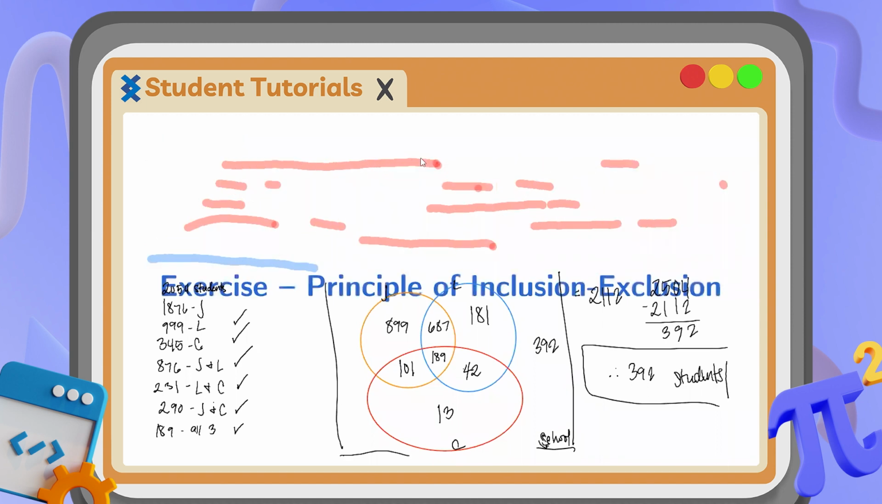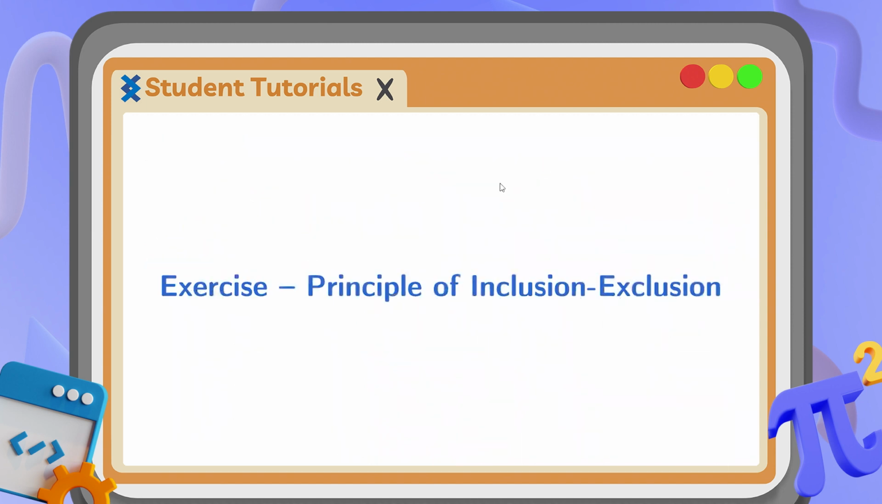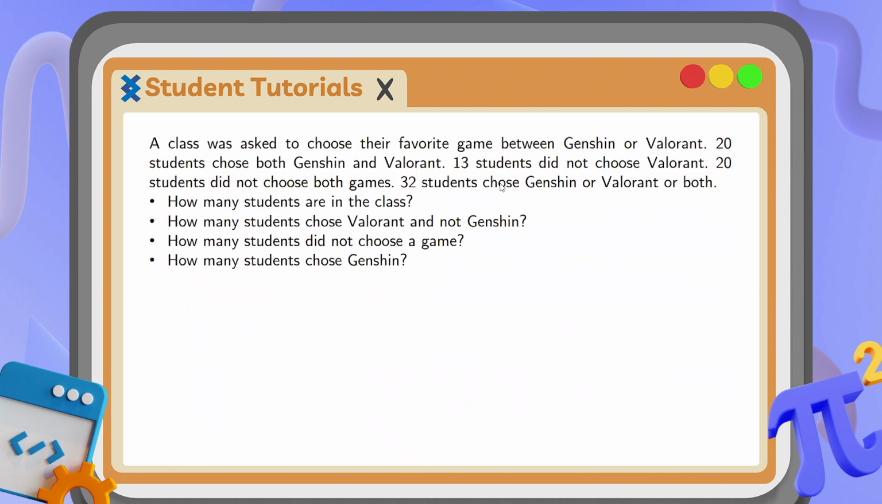So now we will proceed to the exercise for the principle of inclusion and exclusion. This one would contain two sets, and you will need to find out how many students are in the class, how many students chose one game and not the other, how many students did not choose a game, and how many students did not choose this specific game. And that's all for the discussion on sets.